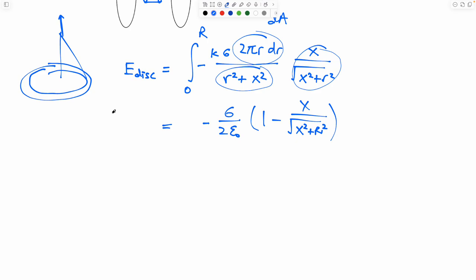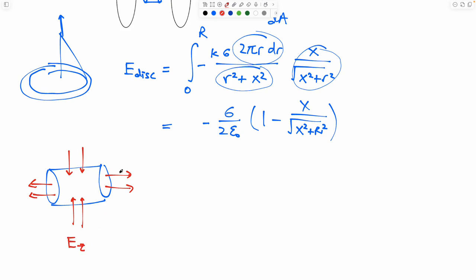We can calculate the field through the faces of our cylinder by using the result of this part. Basically you'll have flux going out here and flux going in here. I'm going to call this Ez and I'll call this Ex. The net flux has to be zero because there is no charge enclosed. So Q enclosed 0 means that the net flux must also be 0.